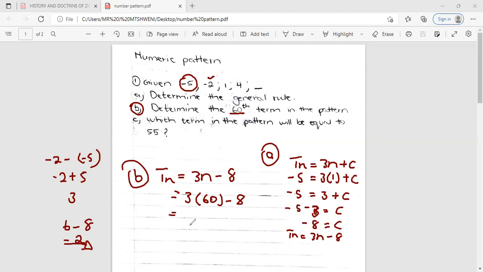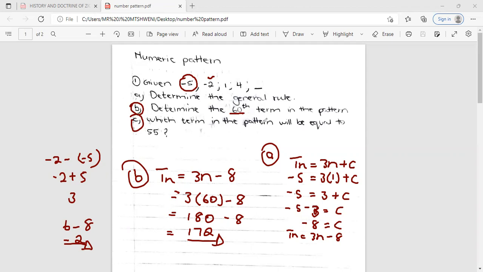3 times 60, what do we get? Okay, 3 times 60 gets 180, isn't it? Yes, we get 180. Then minus 8. Then what is 180 minus 8? You get 172. That is the answer for B. Then we come to C.